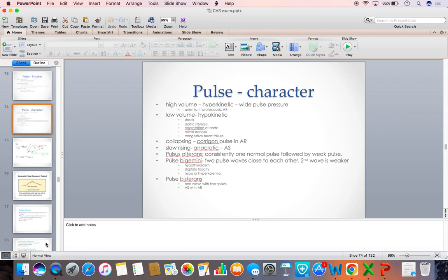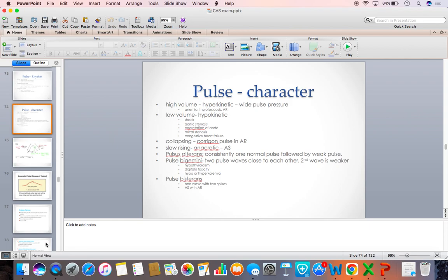Then, having noted the rate and rhythm, look for the character, whether it is high volume or low volume. High volume pulse is noted in hyperkinetic circulation, like severe anemia, thyrotoxicosis, and aortic regurgitation. Low volume or hypokinetic pulse is noted in the patient with shock, dehydration, severe aortic stenosis, and also in cases of mitral stenosis and congestive heart failure.